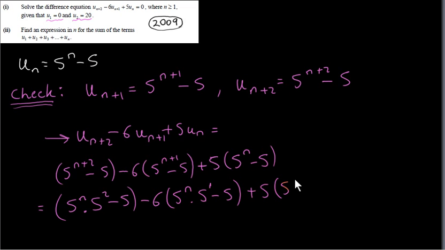And we leave this alone. So we just have powers of n. We don't have powers of n plus 2 or n plus 1. The next thing we do is we take out 5 to the power of n. We factorize 5 to the power of n out of this.